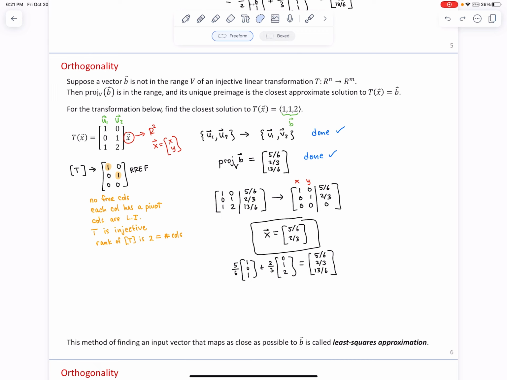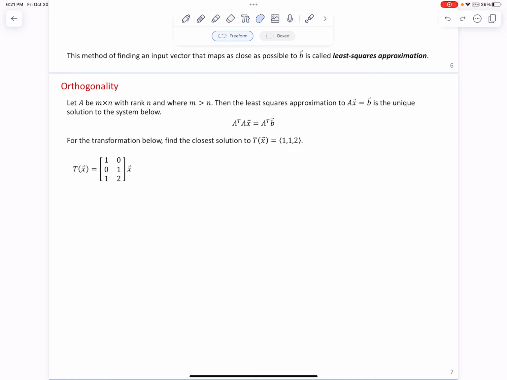Now it turns out that there's an alternate way to arrive at this same answer. This will be our last slide. Let A be m by n with rank n and where m is more than n. Then the least squares approximation to Ax equals b is the unique solution to the system below: A transpose A times the vector x, which is what we're looking for, is equal to A transpose times b. We basically take Ax equals b and multiply both sides on the left by A transpose.